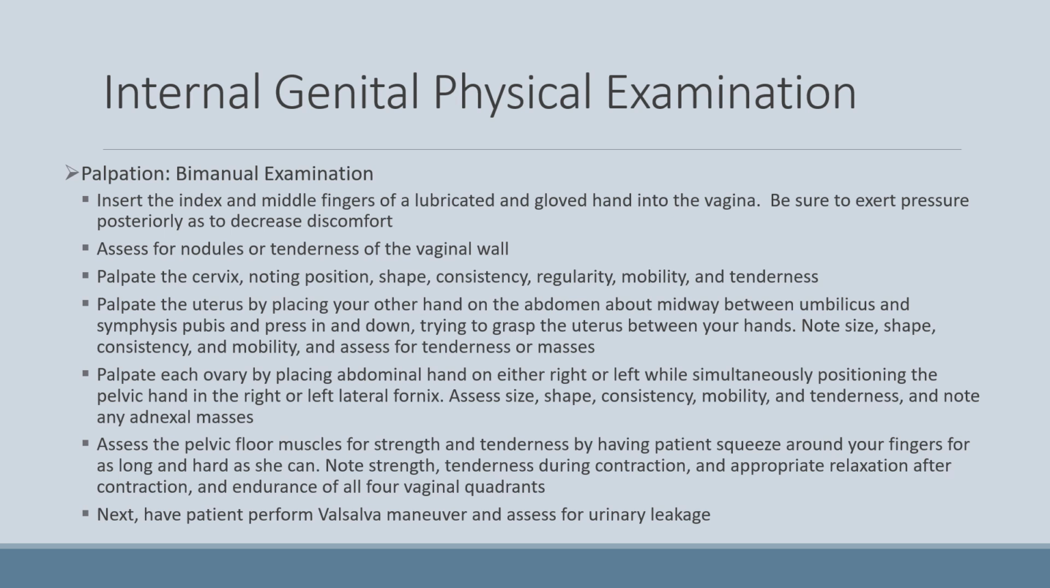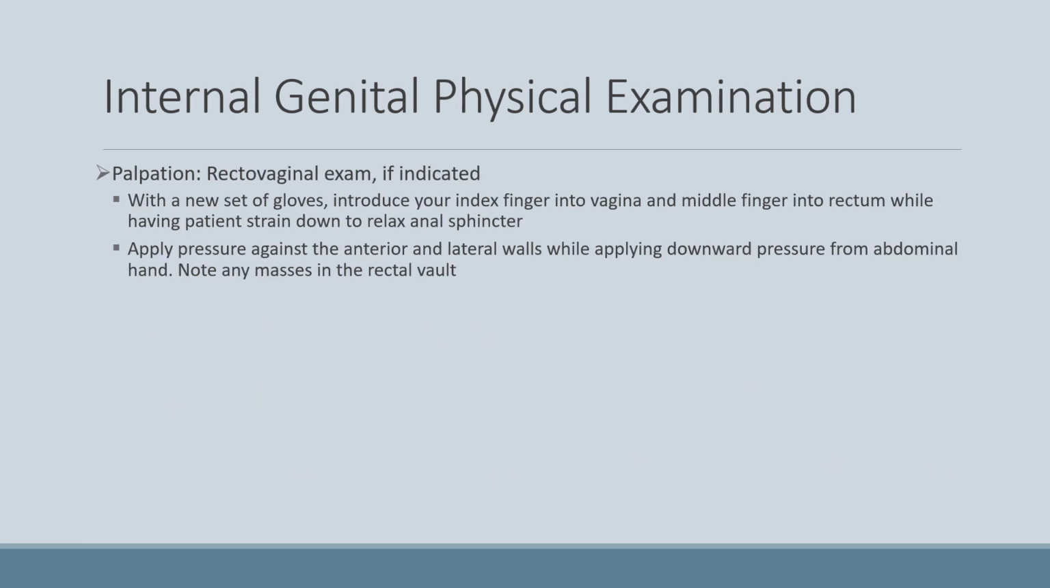Lastly, you should have the patient perform the Valsalva maneuver and assess for urinary leakage. If indicated, a rectovaginal exam can be performed with a new set of gloves. Introduce your index finger into the vagina and middle finger into the rectum while having the patient strain down to relax the anal sphincter. You should then apply pressure against the anterior and lateral walls while applying downward pressure from the abdominal hand, and note any masses in the rectal vault.